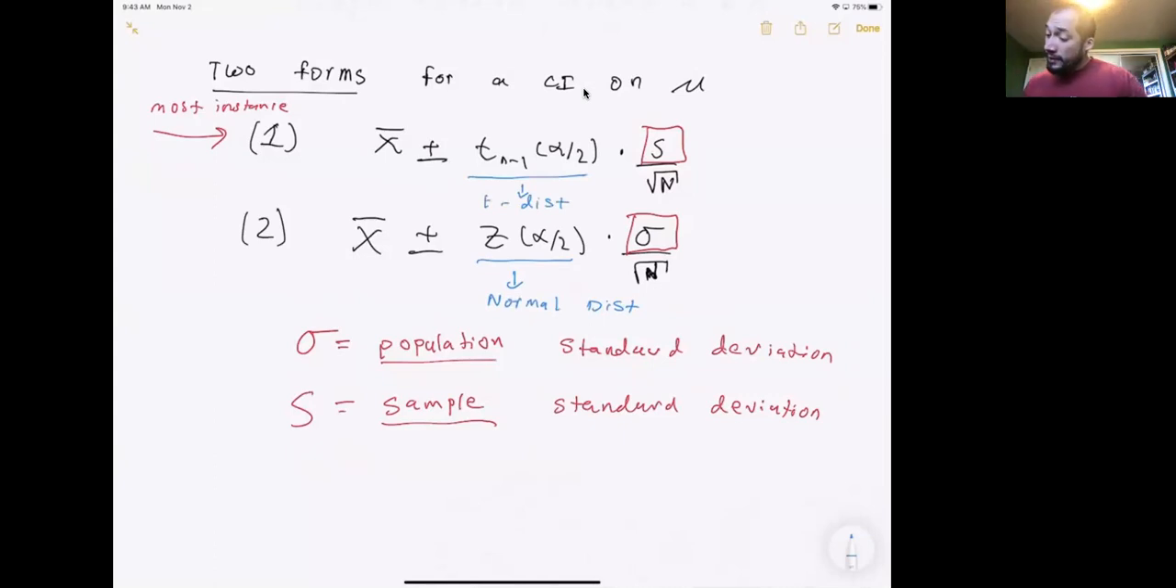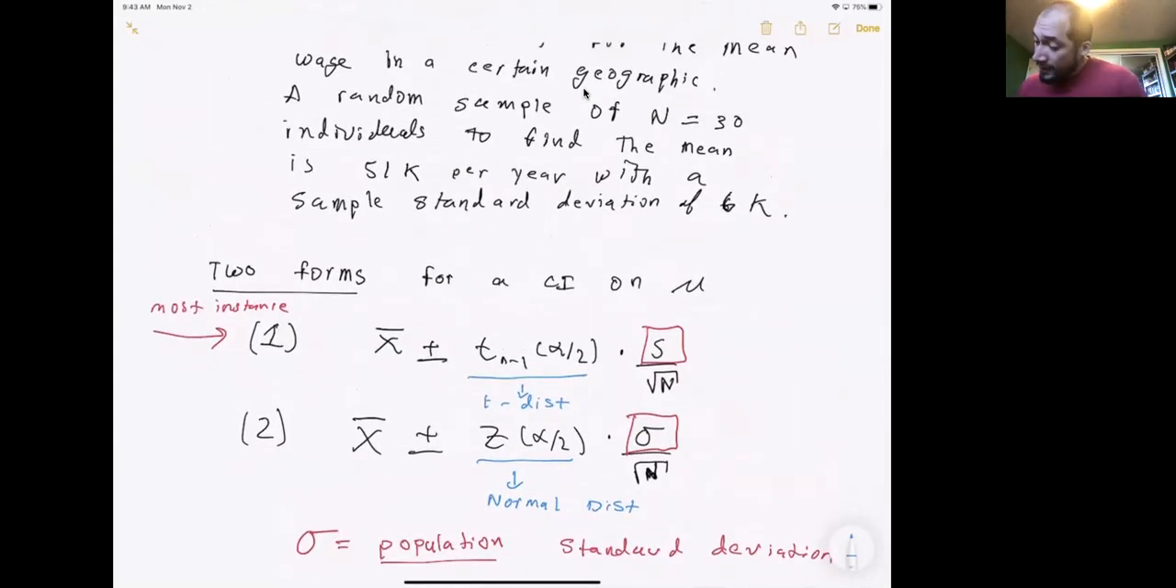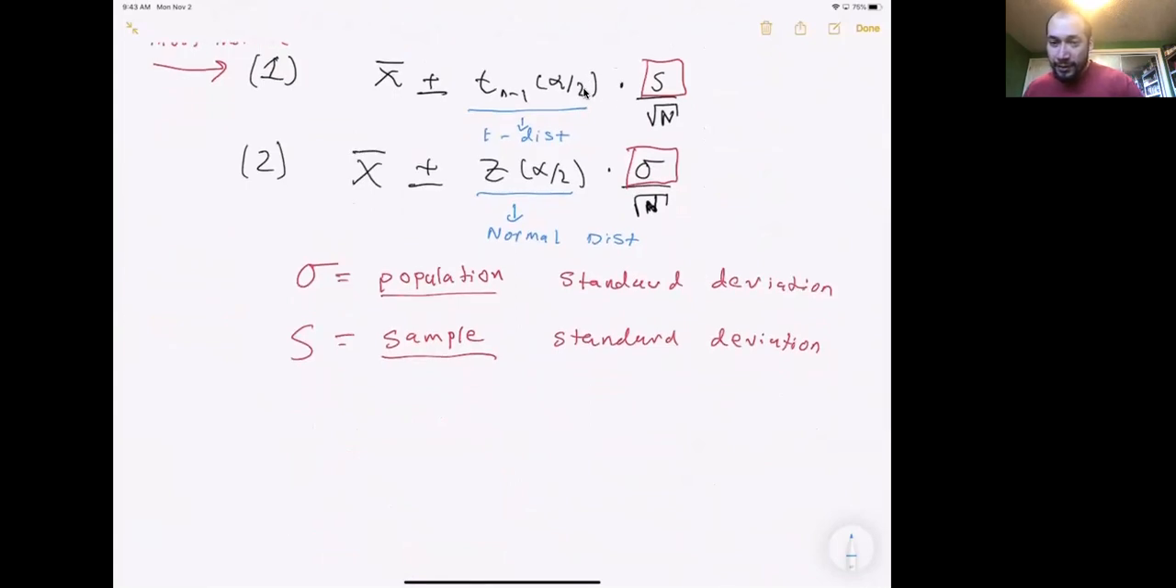Okay, so now that we've identified that there are two forms, we should notice that we have a random sample of n equals 30, and we're told that the mean is 51, that's x bar, and a sample standard deviation. So we're told that this is S, and we're also told that x bar is this piece right here. So we know a whole bunch of information. Let's just write what you know. So to answer your question, Shelby, S is for sample standard deviation.